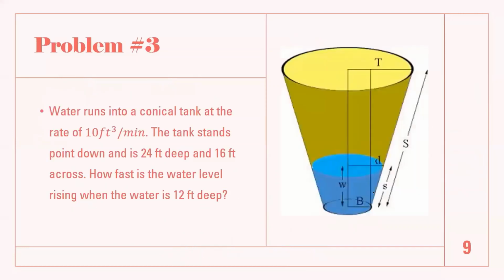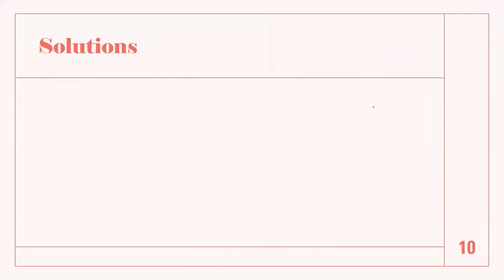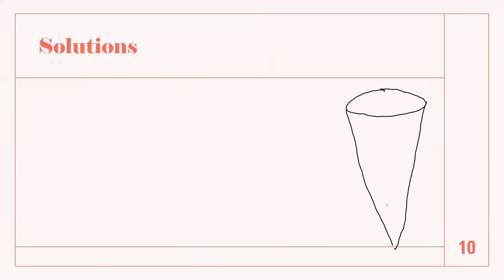Okay? So, our third problem is water runs into a conical tank at the rate of 10 feet cube per minute. The tank stands point down and is 24 feet deep and 16 feet across. So, how fast is the water level rising when the water is 12 feet deep? So, dito po, magdodraw po tayo ng representation ng isang cone. Yung conical tank na yan ay cone talaga.